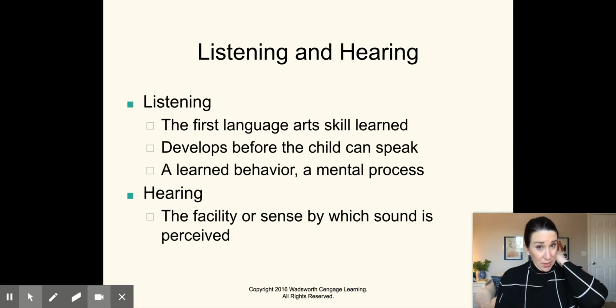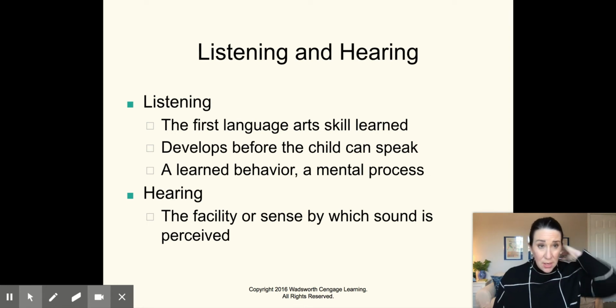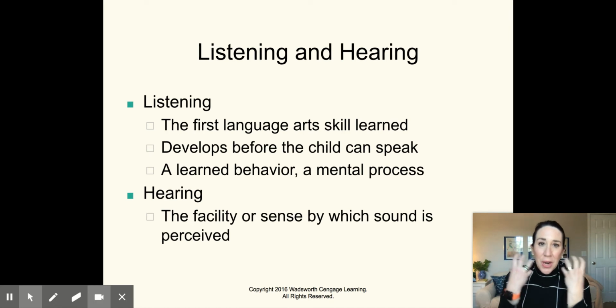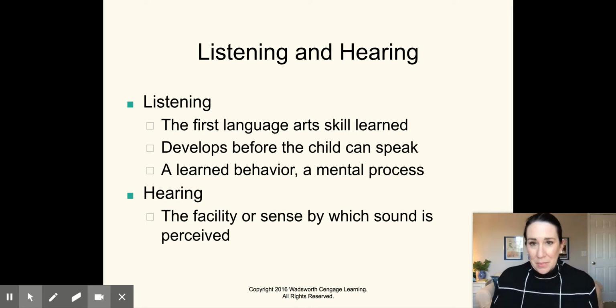Hearing is the physical way that you process sound. And listening is taking the sounds that you hear and understanding them. It's a mental process, whereas hearing is a physical process. You can hear and not listen, right? I think you're all probably familiar with that if you have relationships with other people, children, significant others. Often they can hear and not listen, and probably you're the same way.